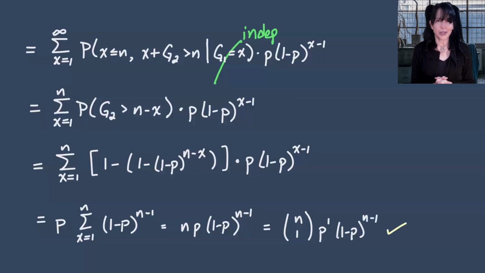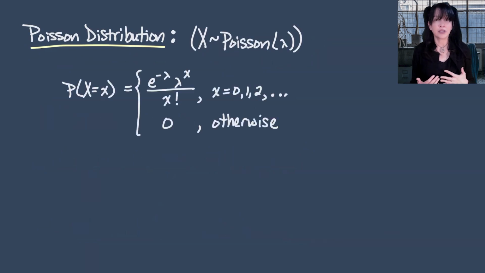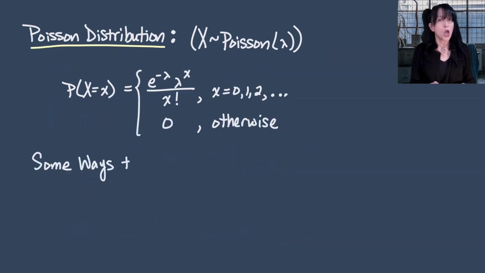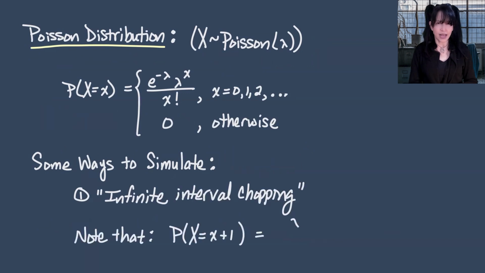How about the Poisson distribution? If x has a Poisson distribution with parameter lambda, that means that the probability that x equals some little x is given by e to the negative lambda, lambda to the little x over little x factorial, where little x takes on the value 0, 1, 2 on up. And to simulate this, we have the infinite interval chopping method. If you want to use this method, and you may want to, note that the probability that capital X equals little x plus 1 is equal to lambda over little x plus 1 times the probability that capital X equals little x.